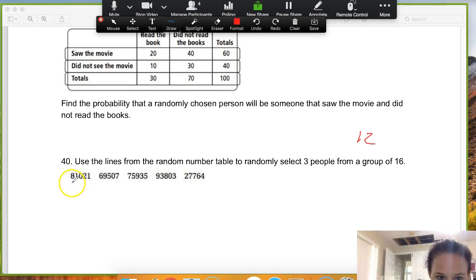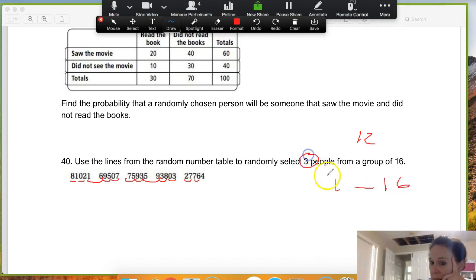So what I'm going to do is group this: 81, then 02, then 16, then 95, then 07, then 75, 93, 59, 38, 03, 27, 76, and then 4 gets to be out there by itself. So I would like to select randomly 3 people from a group of 16. So I want numbers 1 through 16. I'm going to pick the first 3 numbers that I can find between 1 and 16.